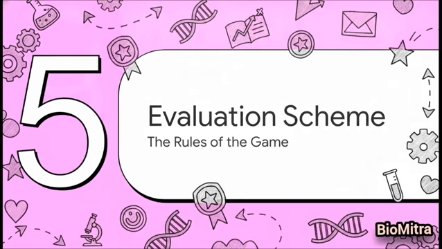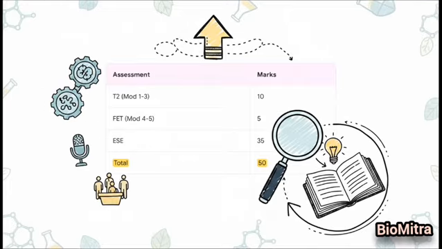Section 5, the Course Evaluation Scheme. Basically, the rules of the game. The crucial thing here is understanding exactly where your marks come from. The whole course is out of 50 total marks, and you need a minimum of 40% to pass. Your internal assessment is split into 2 parts. First up, the T2 assessment, which covers the first 3 modules and is worth 10 marks. Second, the FET assessment, which covers modules 4 and 5, is worth 5 marks and will actually be conducted as a seminar. So that's 15 internal marks total.